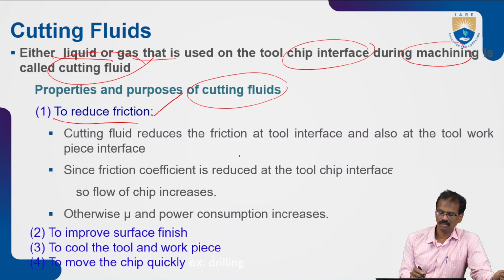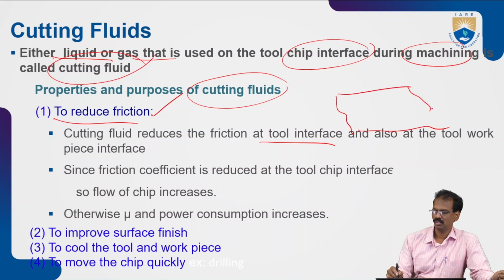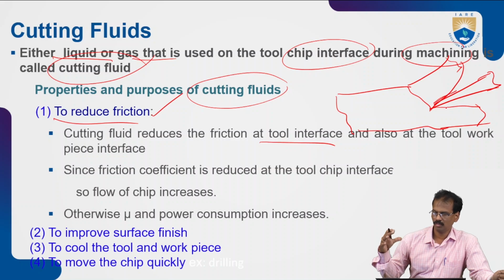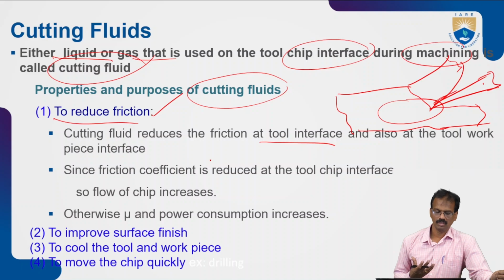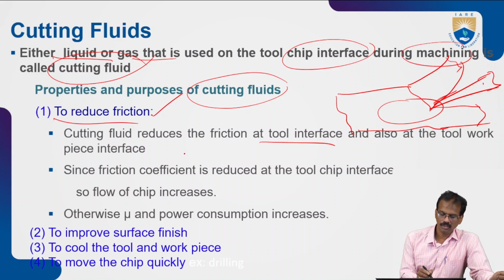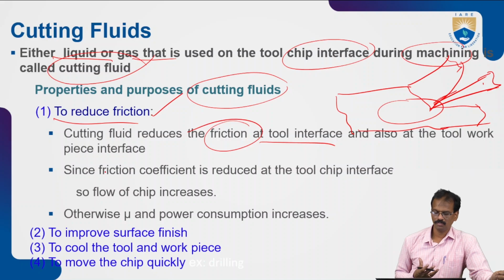Cutting fluid reduces the friction at a tool interface. We know that already. So this is the workpiece. This is the chip. Material will be removed in the form of the chip. This is the cutting tool. Due to the interaction or the compressive force applied by the tool against the workpiece, heat will be generated. We know this one.